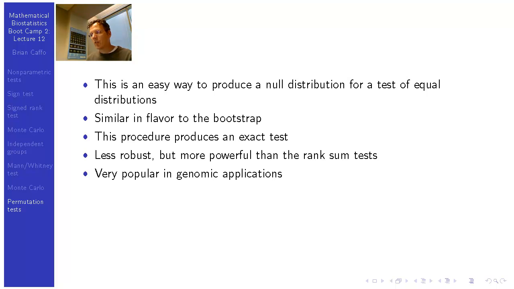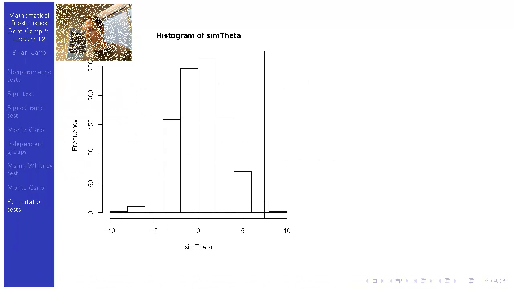So just to reiterate, this is an easy way to produce a null distribution for a test of equal distribution. It has a similar flavor to the bootstrap, maybe not exactly. This produces an exact test. It's less robust but more powerful than the rank sum test, because you're not throwing away the data. With the rank sum test, you throw away the actual units and you go with ranks. So you gain robustness at the expense of power. With this, you get a little bit more power under certain assumptions, but you lose some of that robustness. And it's very popular in large-scale big data applications like genomics, for example, and neuroimaging.